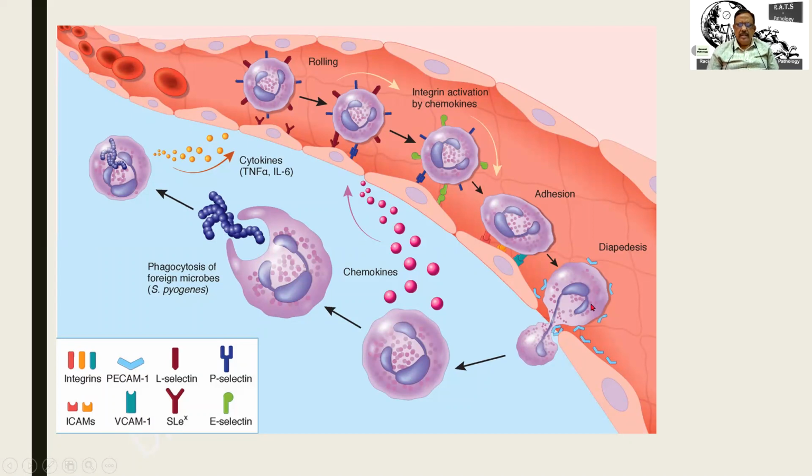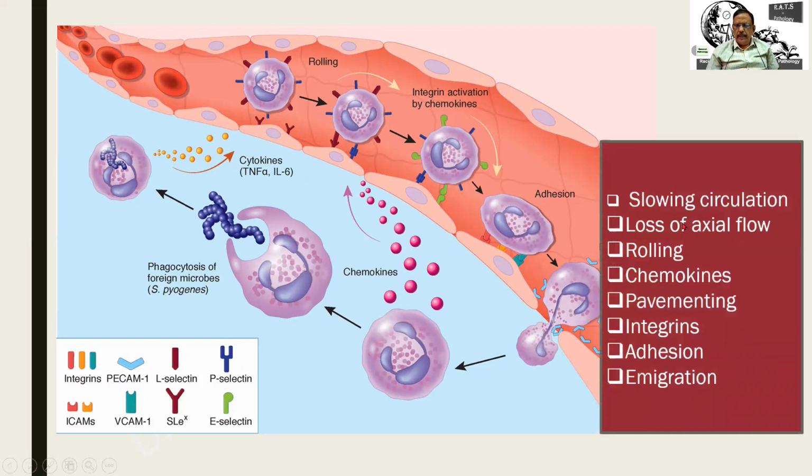As a result of which you find that they are adherent and later on there is a diapedesis followed by chemotaxis. And here there is a group of bacteria which are trying to be engulfed by this cell. We shall be seeing that later on. And the chemokines and cytokines are substances which are being elaborated which further help in chemotaxis and phagocytosis.